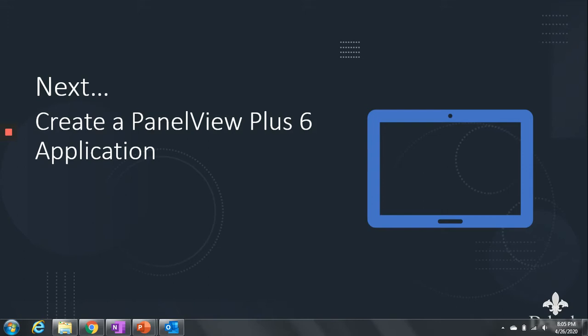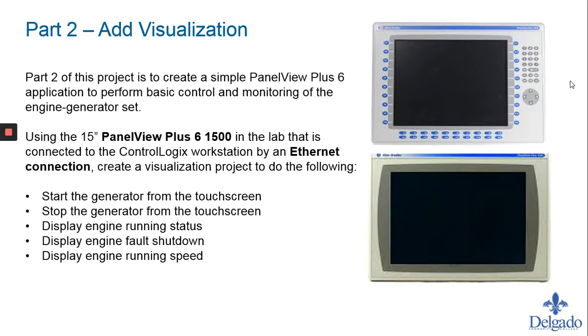All right, part two of this virtual lab, as I'll dub it. We'll look at creating a PanelView Plus 6 application, the steps we would need to take to develop a simple touchscreen application. More specifically, in the lab with the control object stations, we have the 15-inch PanelView Plus 6 at each station. So it's a very nice, large touchscreen.